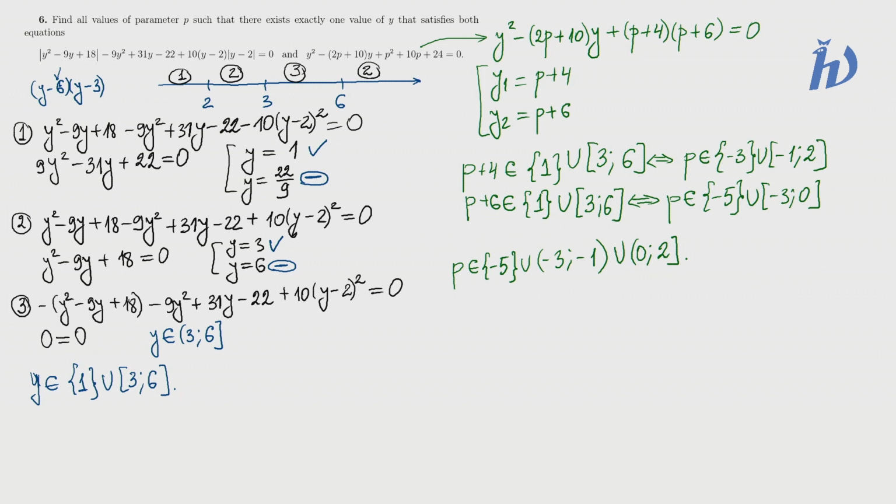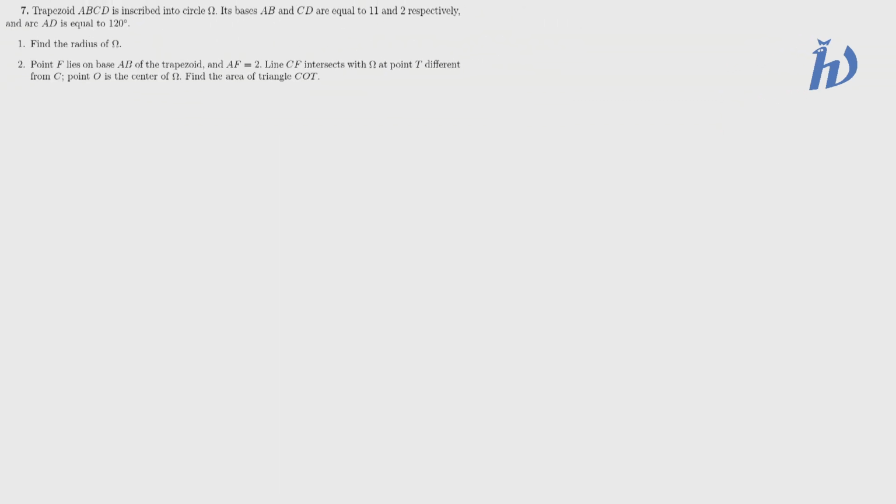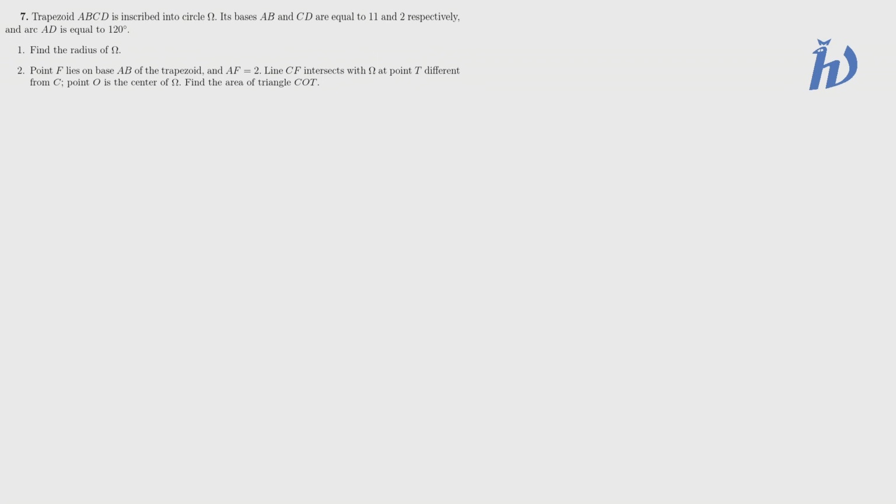And we're facing the last problem, one more geometrical problem. We have a trapezoid that is inscribed into a circle. So we remember that any trapezoid inscribed into a circle has to be isosceles. And I guess that it's better to start the solution with making a sketch. So let's draw a circle first.